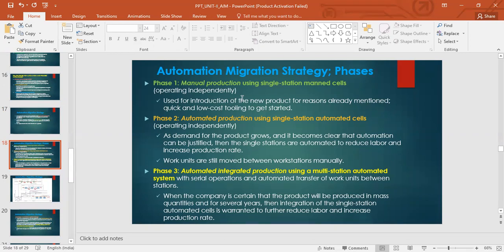So if you want to go into an automated workflow, then the first phase that you should look for is manual production only. Do not directly go to automation. You start with manual production using single station manned cells. We'll see that we have a diagram that will illustrate this. It is used for introduction of the new product, with quick and low cost tooling to get started, because the tooling that you can procure is quick and low cost, since you're only doing it manually now in phase one.